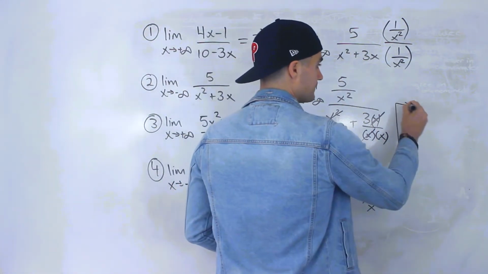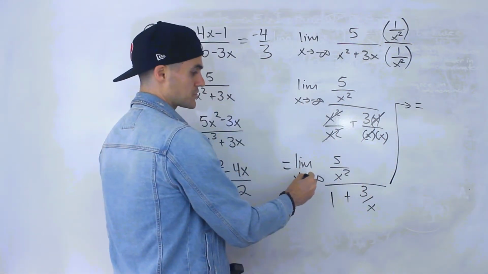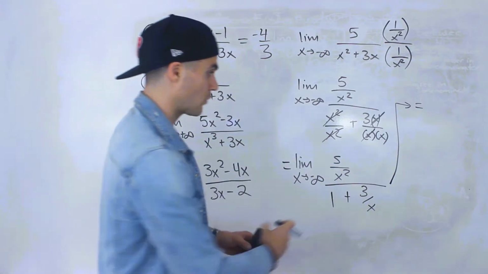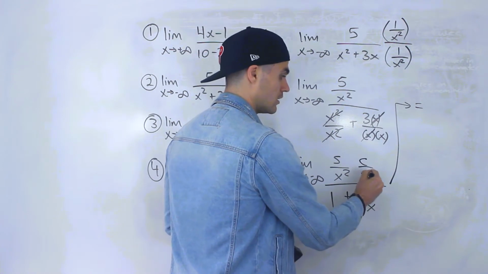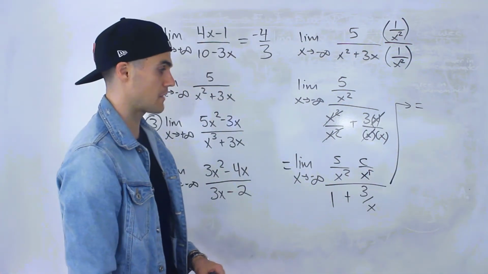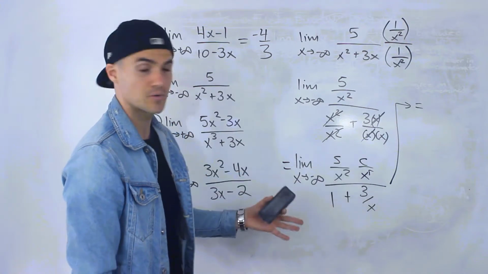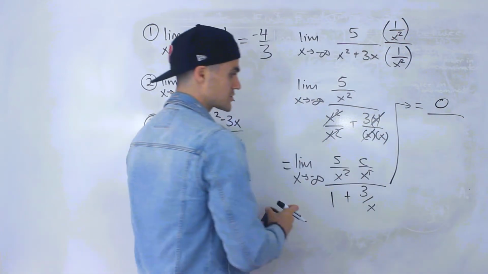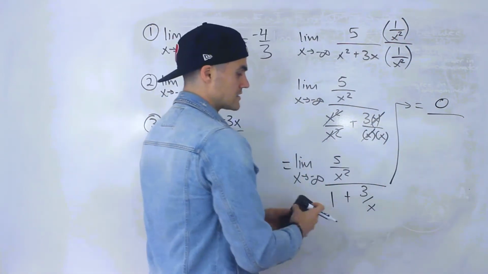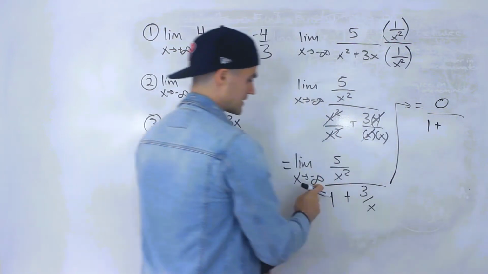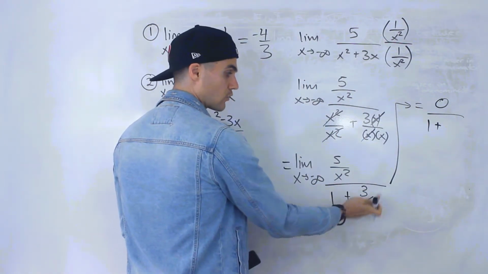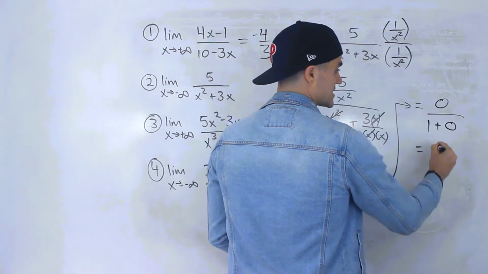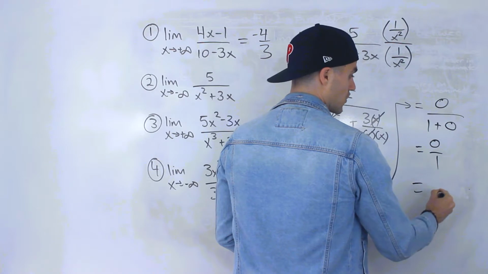After you do that, notice the limit as x approaches negative infinity of 5 over x squared. What's that going to be? Well, that's in the format a constant over x to the power of r, x to the power of a rational number, and we said that that's always going to equal 0. So the numerator is going to be 0. There's no other expressions there. The 1 stays as is. And then the limit as x approaches negative infinity of a constant over x to the power 1, or 3 over x, that's going to be 0.